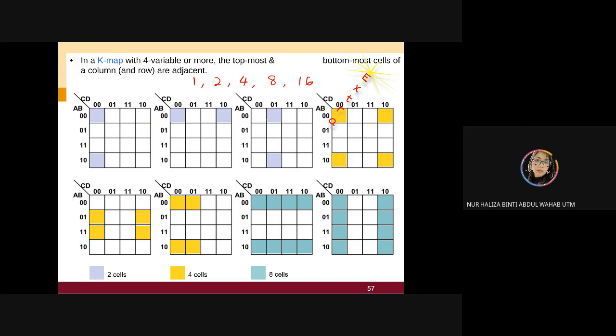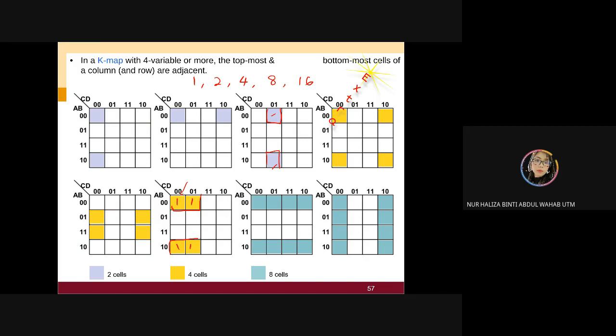So let's say you have two cells adjacent to each other, you can group them because it is two cells. If let's say there is 1 1 1 1, in the case of SOP you are looking for 1s. If POS, you're going to look for 0s. Okay, so now we just give you an example for 1s first.